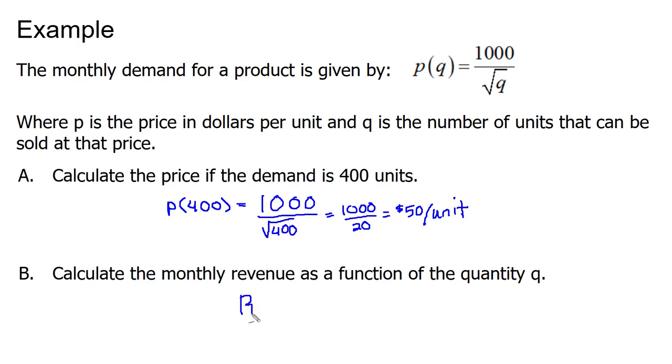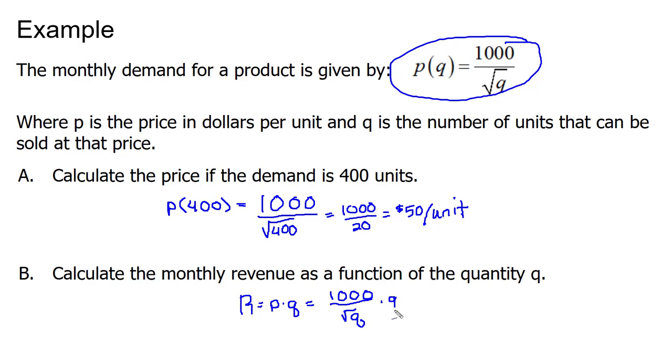Next, we're supposed to calculate the monthly revenue as a function of the quantity Q. So remember, our revenue always equals our price times our quantity. And we have this formula up here for our price that we're going to insert for P. So we're going to have 1,000 divided by the square root of Q times another Q, and if we simplify here, this Q and this square root of Q can cancel so that we have a square root of Q in the numerator. So we're going to end up with 1,000 square root of Q. So that's our revenue function.